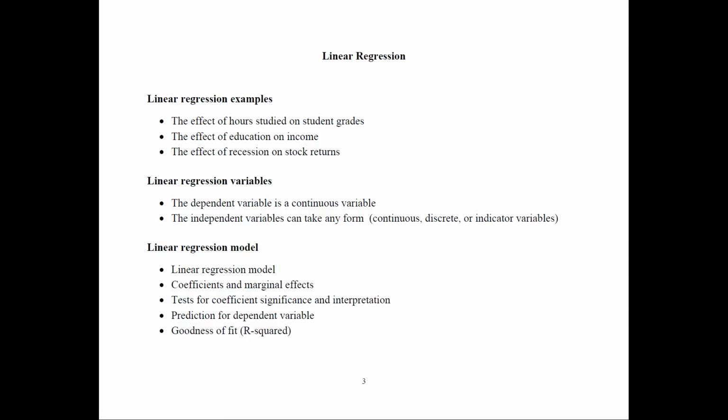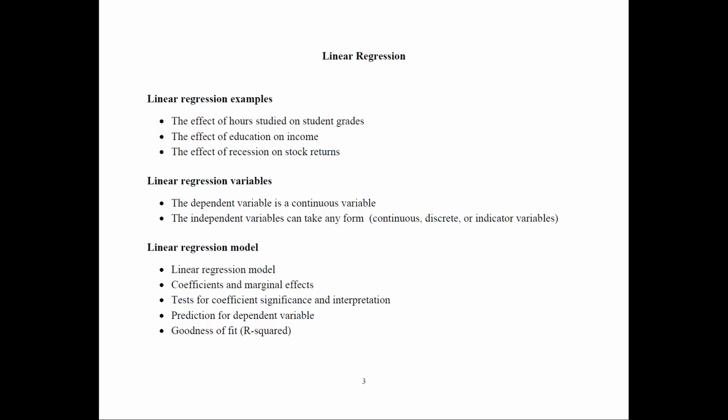The dependent variable is a continuous variable in these models, and the independent variables can take any form: continuous, discrete, indicator variables, or a combination of these. It doesn't matter. So these are the few things that we will discuss in the linear regression videos.